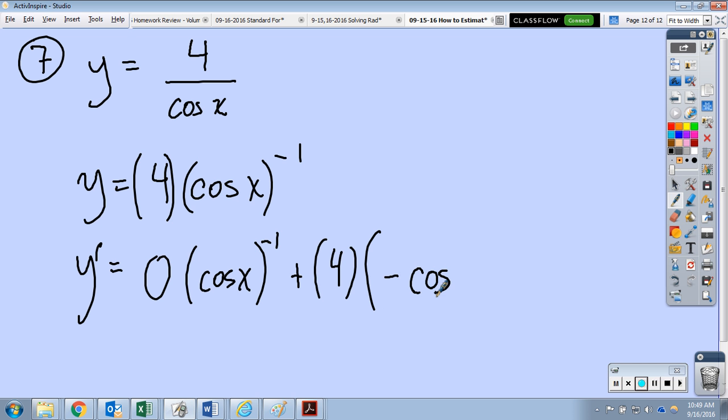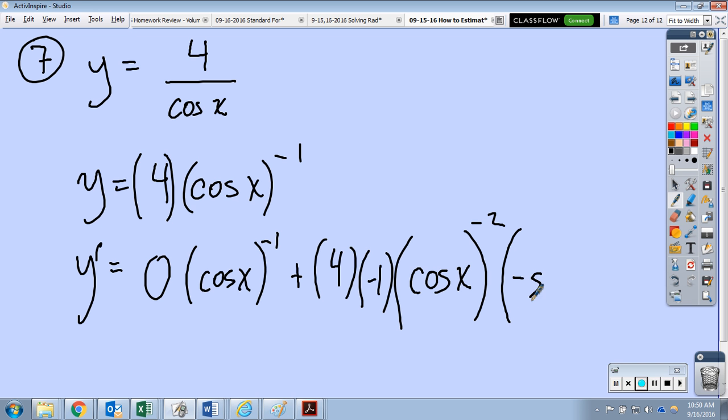Now you have to do the power rule, which means you have this come to the front, drop this down a power, negative 2, and then the derivative of the inside. So bring this down to the front, drop it down, and then the derivative of the inside. Derivative of cosine is negative sine x.